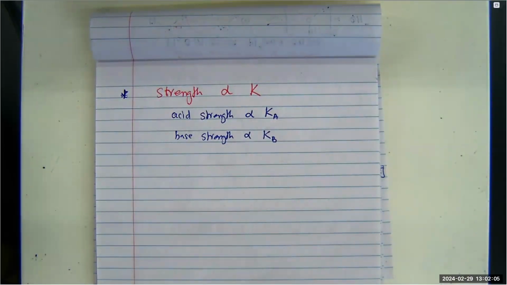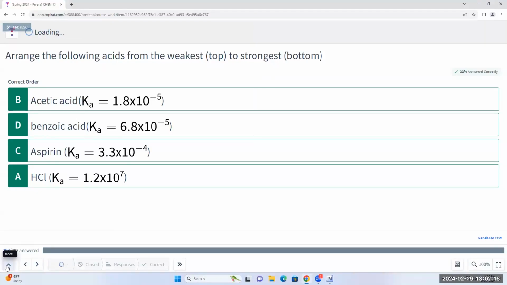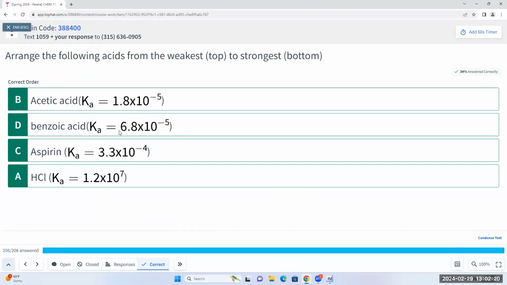That's it. What questions, concerns, comments do we have about this? Anything? I'll reopen the question, and I'm going to give you another set in a bit. Any questions, concerns, comments about this? All right, let's keep this simple. The higher the K value, the stronger the species is, whether it is an acid or a base.